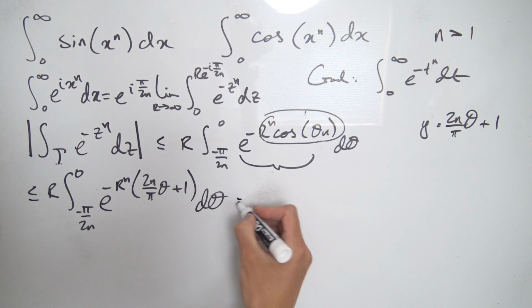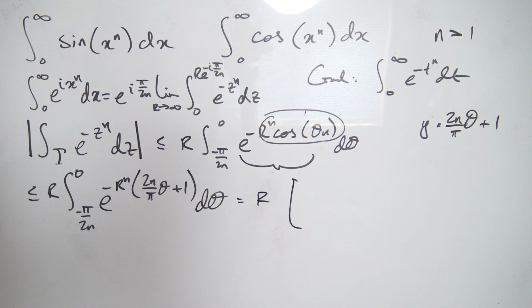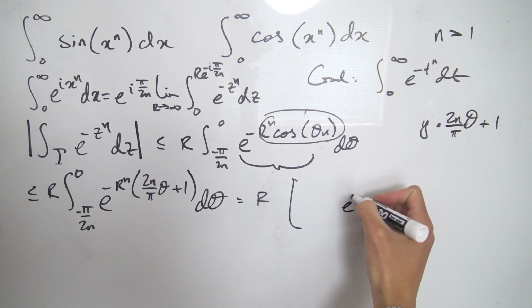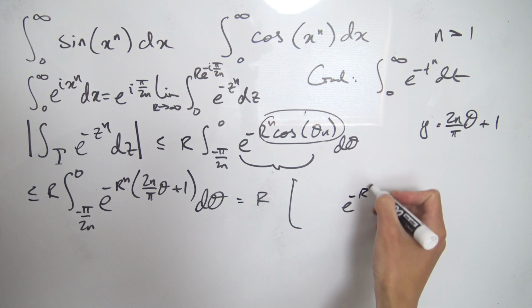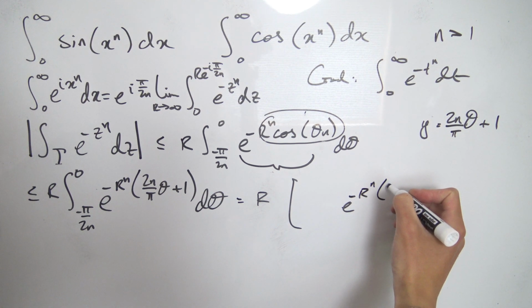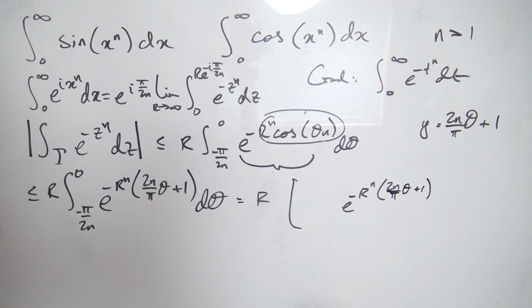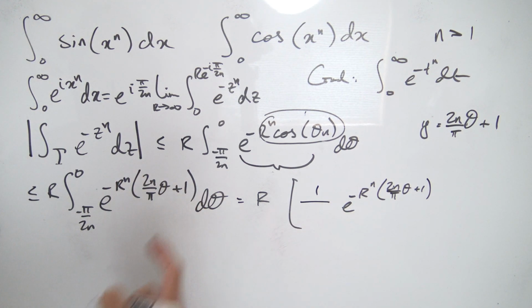So if we anti-differentiate this, then we are going to get r, and then using the chain rule, the integral of e to the something is just e to the something itself, so e to the r to the n times 2n over pi times theta plus 1. But then in order to compensate for the chain rule, you have to divide by the derivative of the inside. So let's see, what's the derivative of the inside?